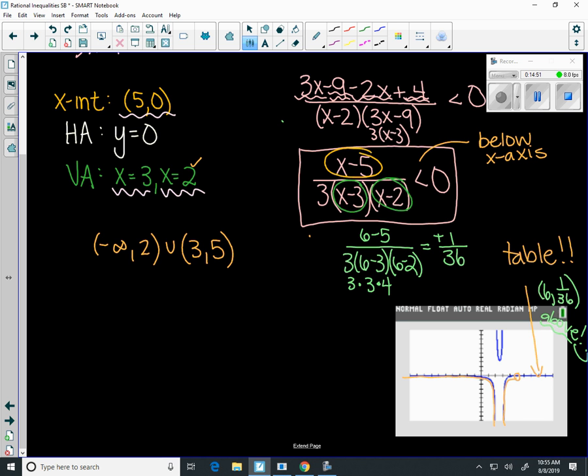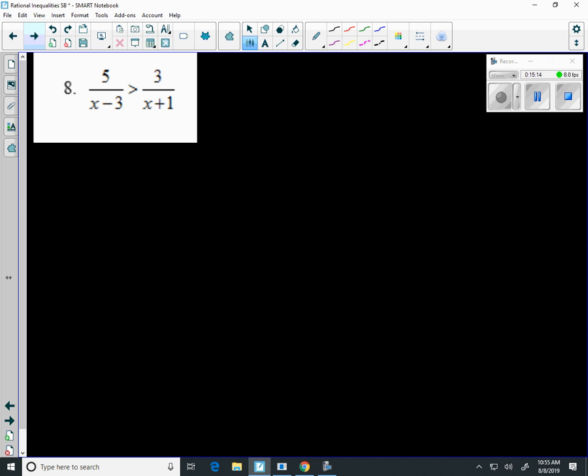All right, so in set notation, x is less than 2, and x is between 3 and 5. There's our solution. Okay, one more with the algebra.